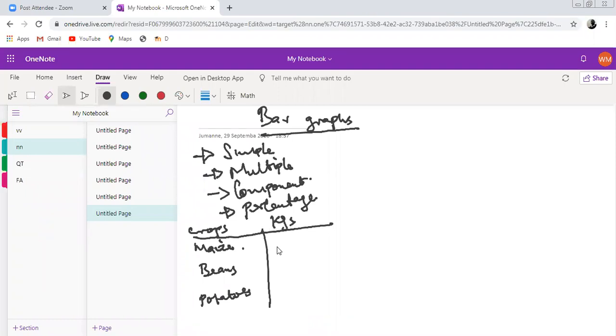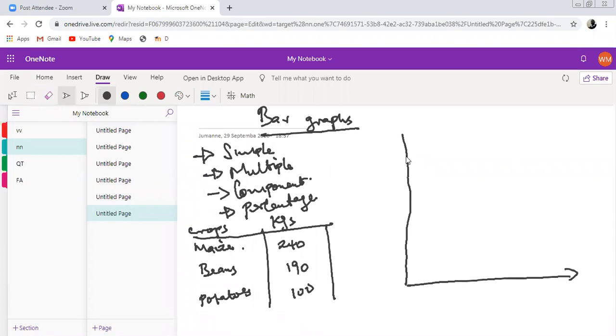So this one maybe was 240 kg, just to put an example. And then this one is 190, and this one is 100. We can be told to present this on a simple bar graph. If we prepare a simple bar graph, on the x-axis we normally have these items that cannot be expressed numerically. So we can have the crops here, and then the production here. The crops here: we have the maize, the beans, and the potatoes.